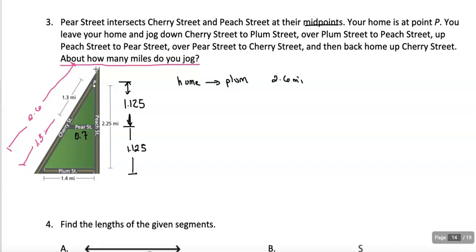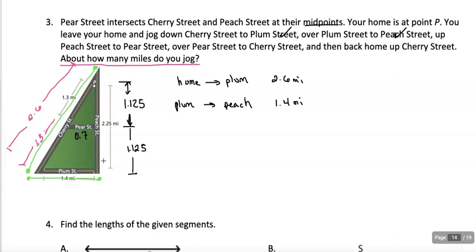Alright, so if you're starting from home, and I'll do this here in green, you're starting from home and you're jogging down to Plum Street. That brings you there. Home down to Plum Street, check. Then you go over on Plum Street to Peach Street. So you're going from Plum to Peach. Now you're traveling from here to there. That's 1.4, so we'll check that one off.